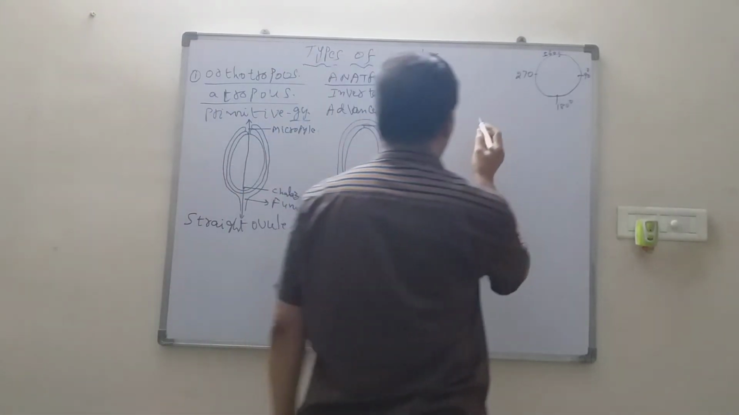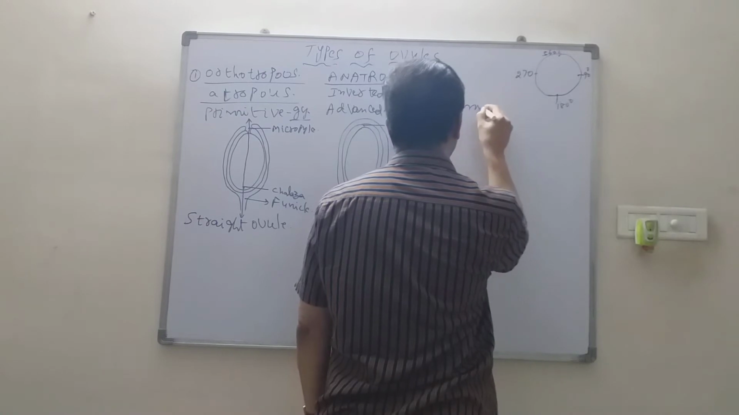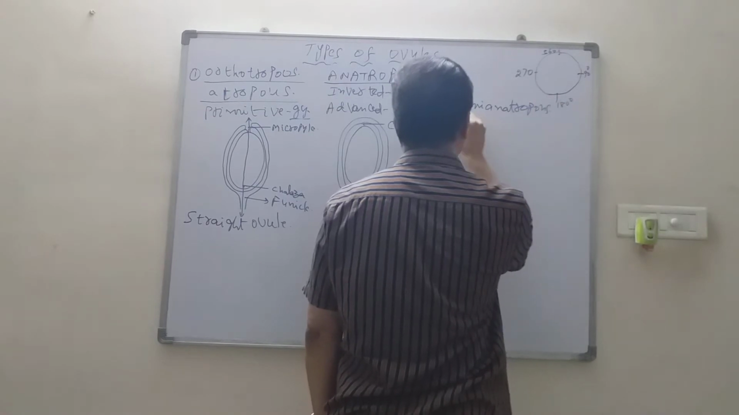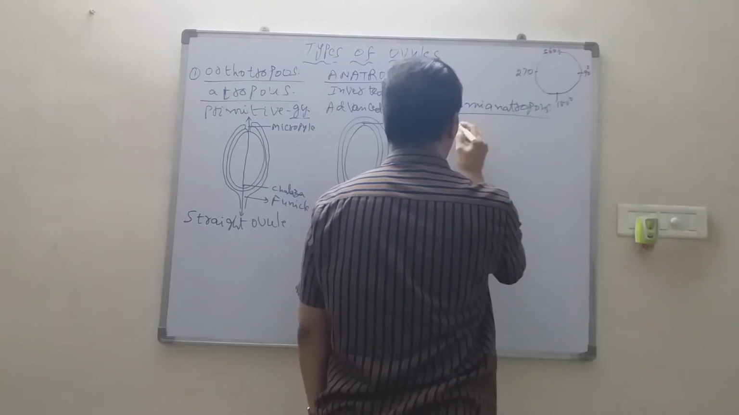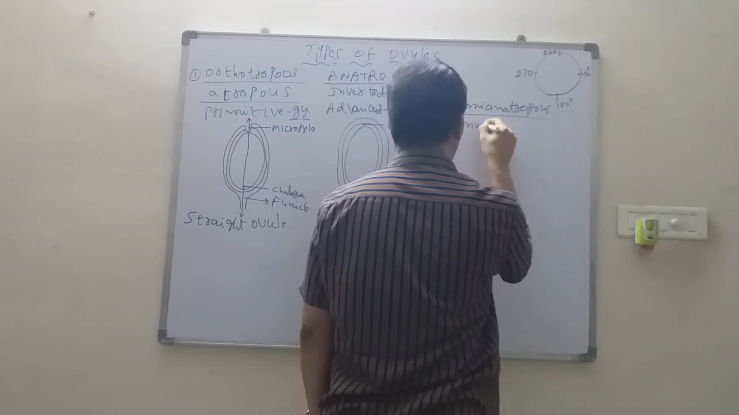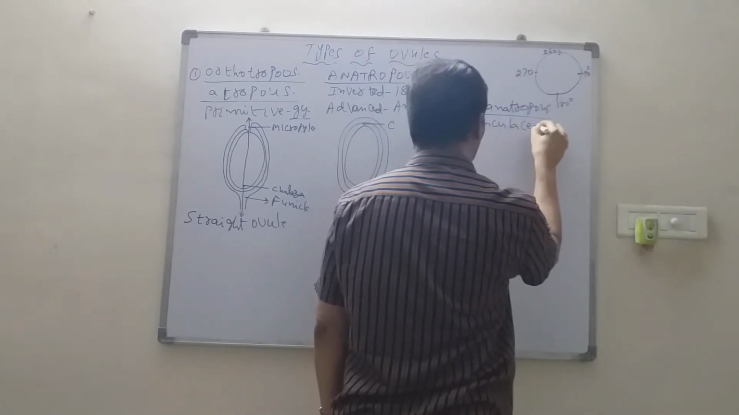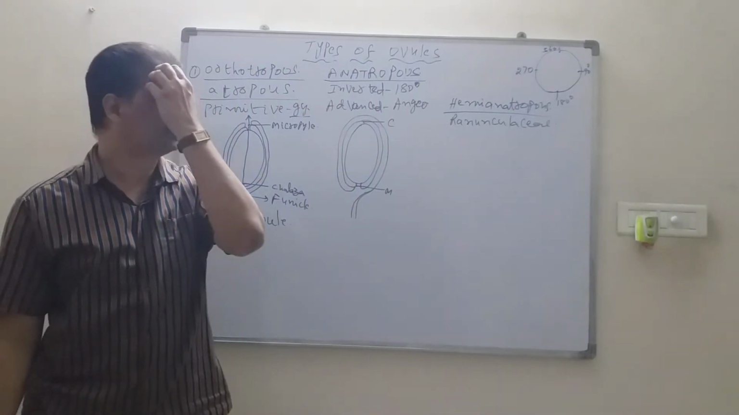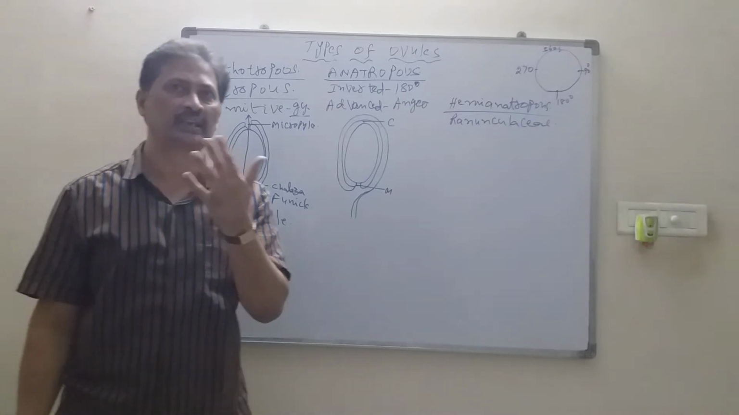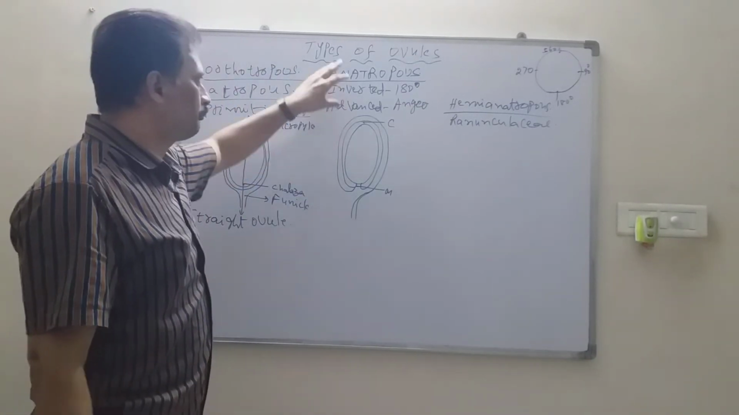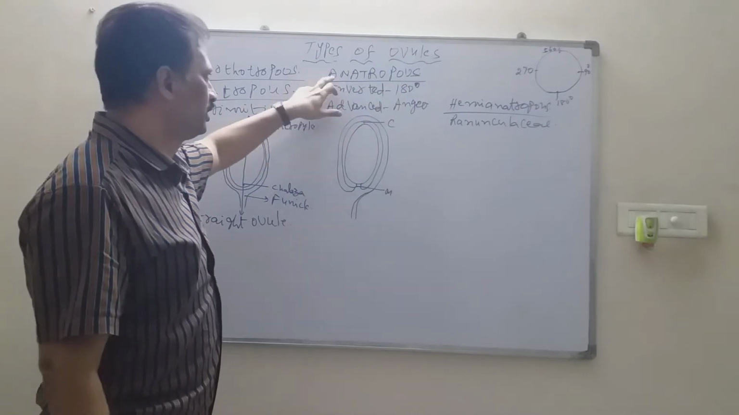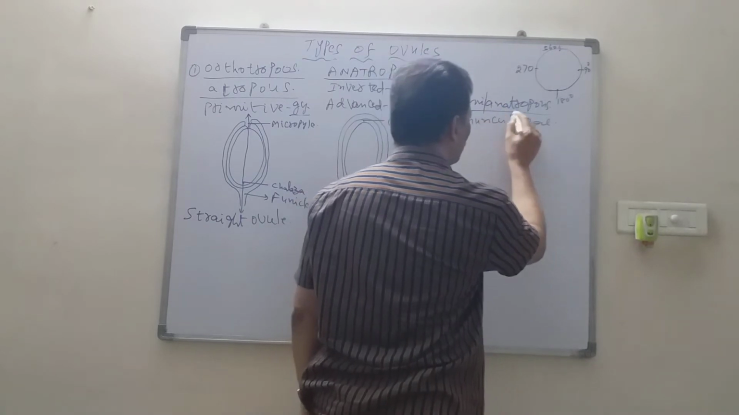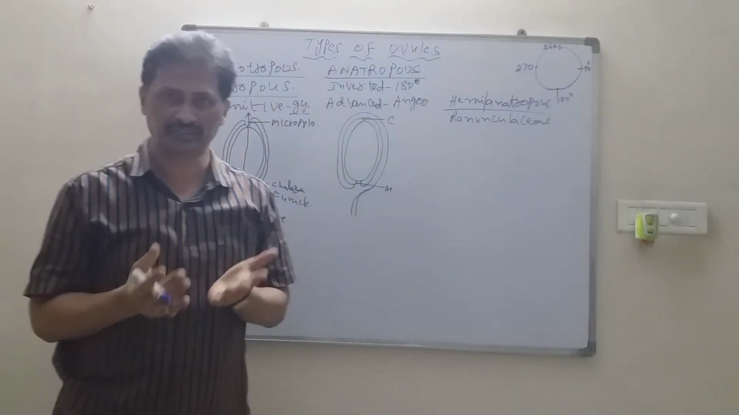And if you observe the third type, that is called hemianatropous. This hemianatropous ovule is found in a family called Ranunculaceae. Ranunculus is one of the examples found in this family, where you can find the presence of hemianatropous ovules. Now, if you compare the second one and the third one, this is an anatropous ovule, and this is also an anatropous ovule. That means it is also an inverted ovule.